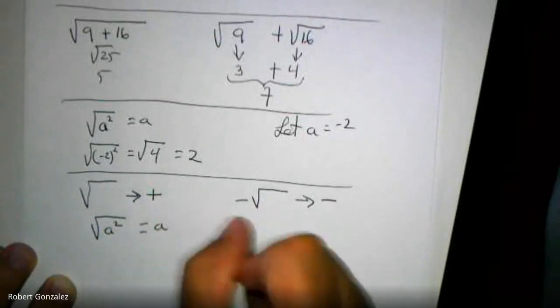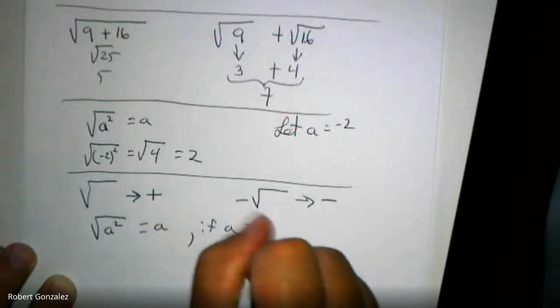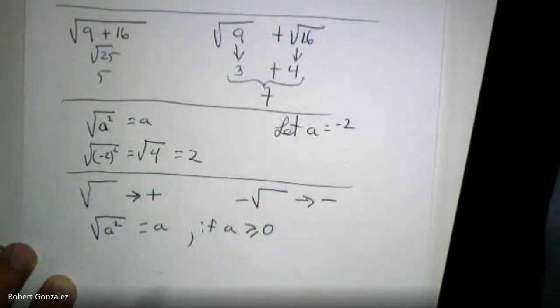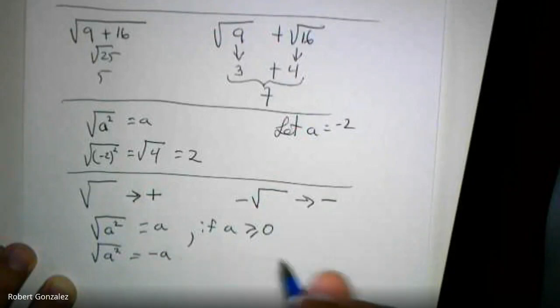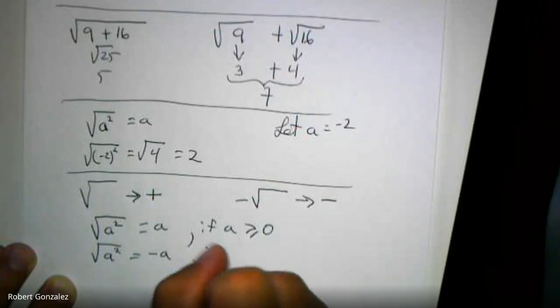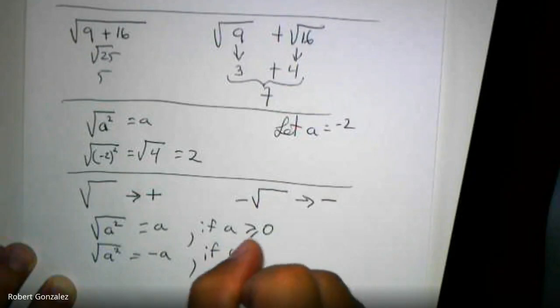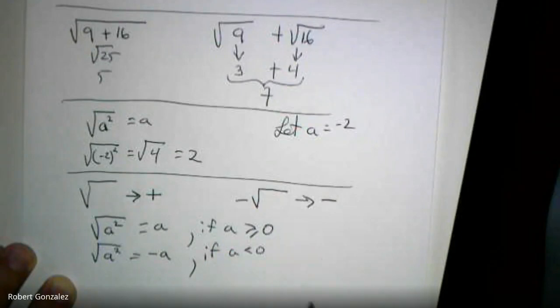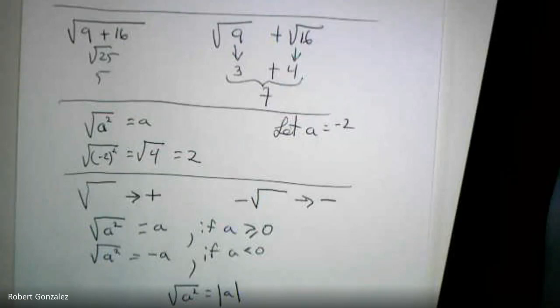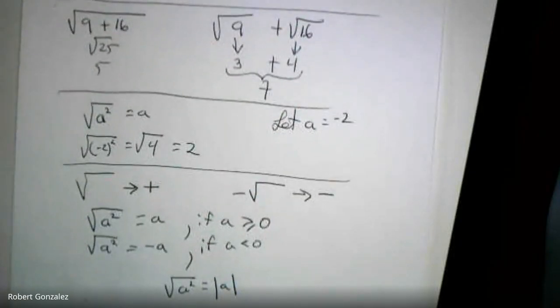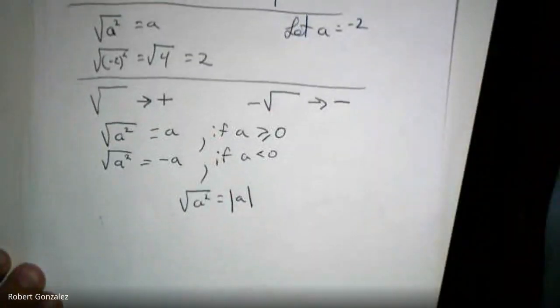Square root of a squared equals a if a is greater than or equal to 0, if it's positive, and it equals negative a, or the opposite of a, if a is less than 0. And to summarize it, you could just say absolute value of a. That makes sure that it turns out to be the positive answer. Crazy, huh? Not what you expected.